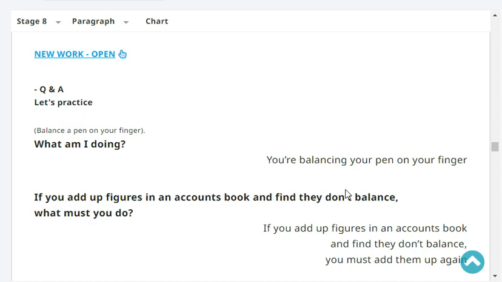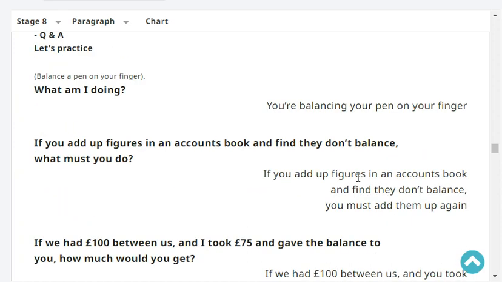If you add up figures in an accounts book and find they don't balance, what must you do? If you add up figures in an account book and find they don't balance, you must add them up again. Very good.